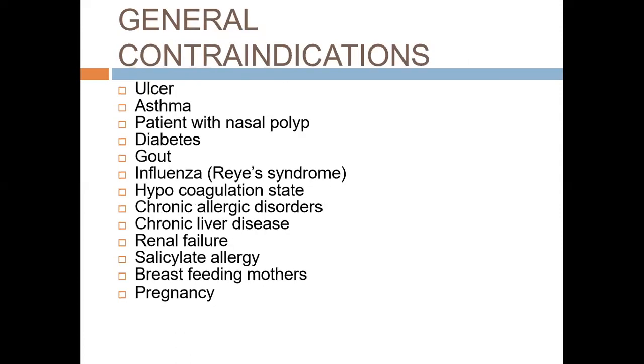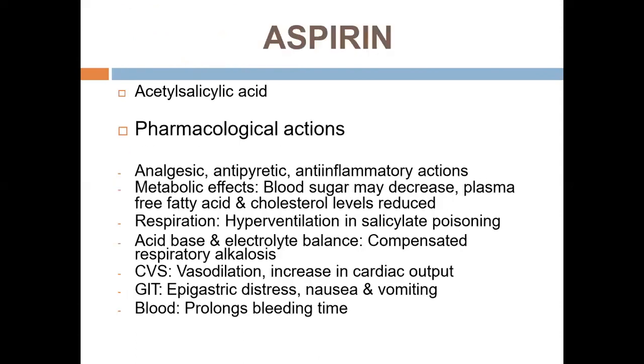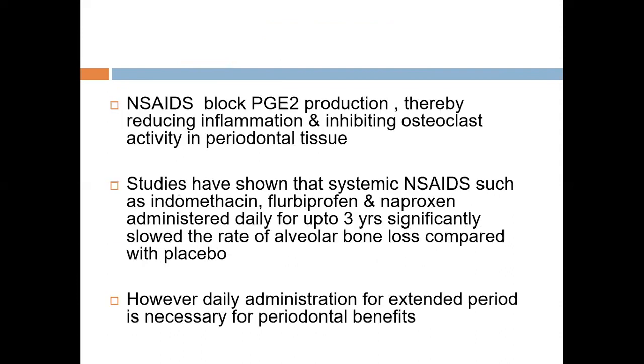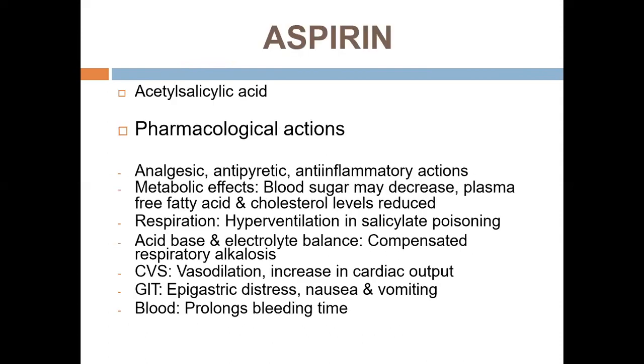So in general, the consideration you should always keep in mind is patients with ulcers, asthma, nasal polyps, diabetes, gout, influenza, hypocoagulation state, chronic allergies, chronic liver disease, renal failure, salicylic acid allergy, breastfeeding mothers and pregnancy. You should be very careful when prescribing this drug to these types of people. So there are various studies about these drugs, and let us now look at various drugs, like aspirin.